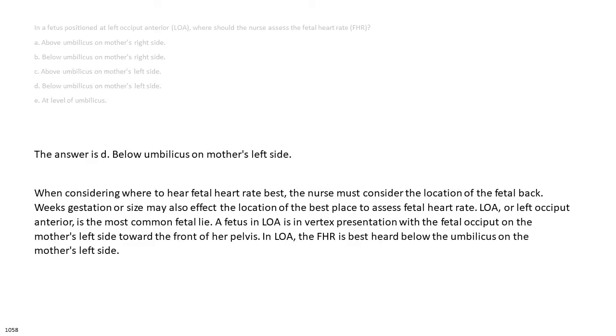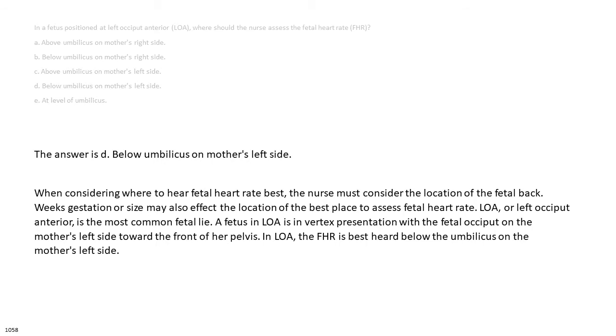The answer is D. Below umbilicus on mother's left side. When considering where to hear fetal heart rate best, the nurse must consider the location of the fetal back. Weeks gestation or size may also affect the location of the best place to assess fetal heart rate. LOA, or left occiput anterior, is the most common fetal lie.